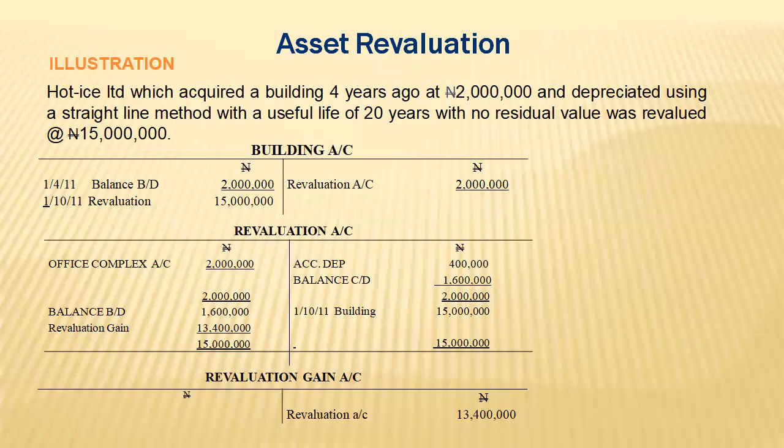Now, with this balance brought down, the next thing to do is step four. Step four says that we should transfer the revalued amount of the asset back to the asset account. You can see building 15 million. It has been transferred back to the asset account and it will remain there until it is either sold, revalued, or traded in again. Now, you can see we have 1.6 million here that has been brought forward. That means we have 13.4 million, which is our revaluation gain. That revaluation gain will be transferred to our revaluation gain account, which is later transferred to our capital account, as the case may be.